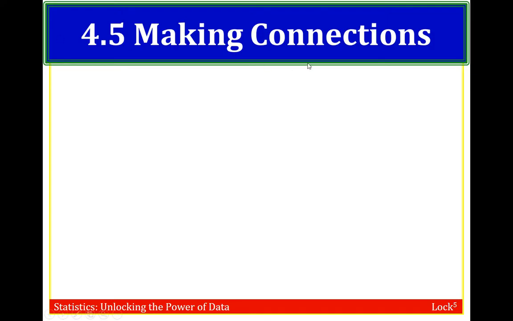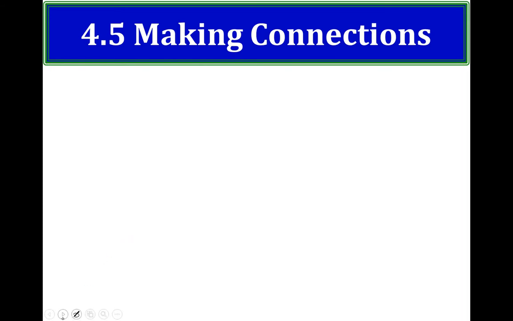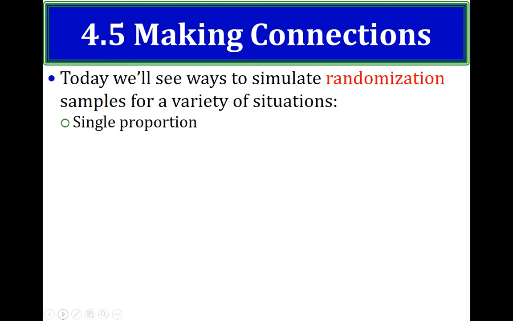We're in section 4.5. We're going to try and make some connections. We're at the end of chapter 4. Yippee, right? So today, we're looking at being able to make the connections between what we're already starting here. We should see ways to simulate randomization samples for a variety of situations, okay? Technology is what we're going to utilize here. So we're going to talk about multiple ways to do that.